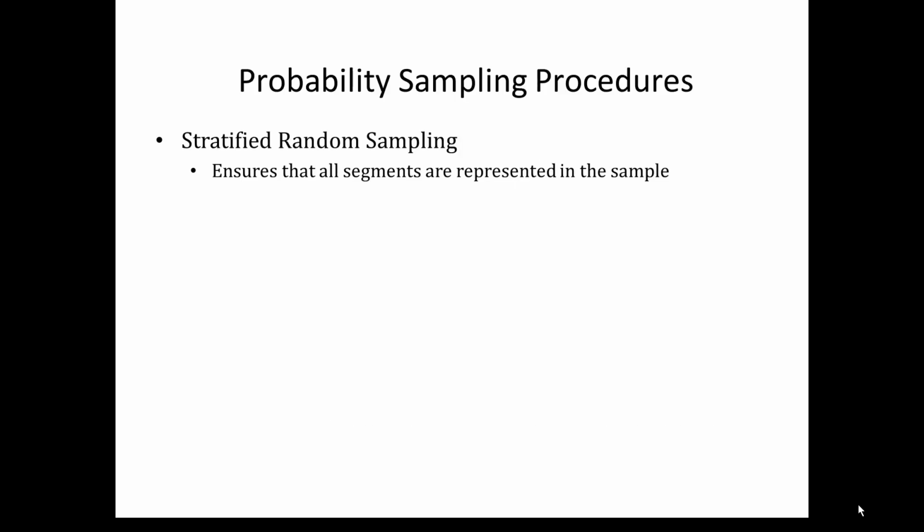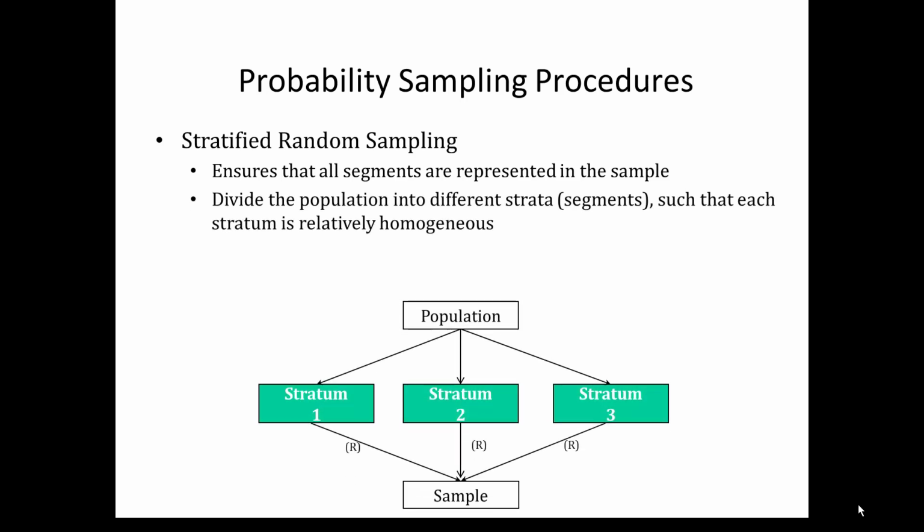The first such procedure is stratified sampling, which is used whenever we need to ensure that certain segments in the population are represented in the sample. It is always used in conjunction with simple or systematic random sampling. Schematically, it can be represented as shown in the diagram.